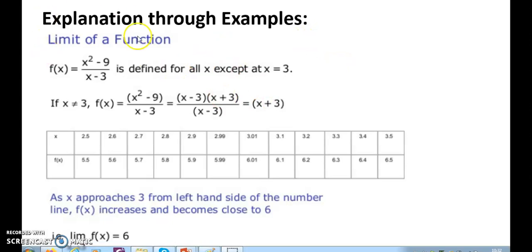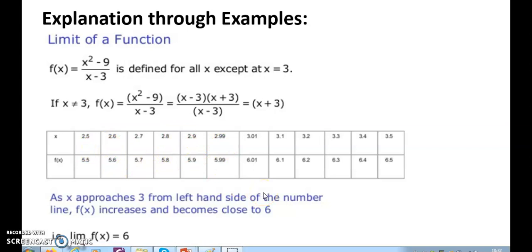So look at this table. If you approach the value of 3 either from the left side or from the right side, you'll see the behavior of that function. It will approach towards 6, that is its limiting value. So as x approaches 3 from the left hand side of the number line, f of x increases and becomes close to 6. You can clearly see and visualize it from these points.